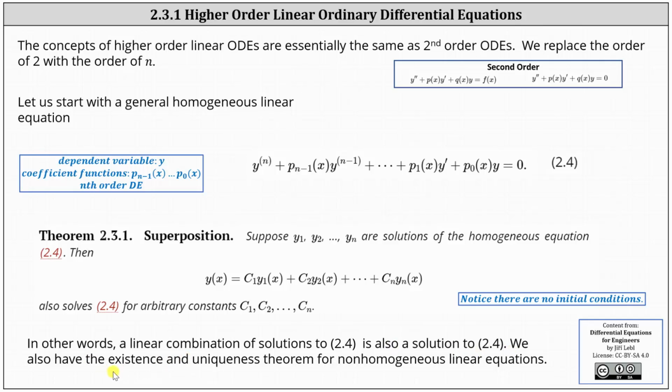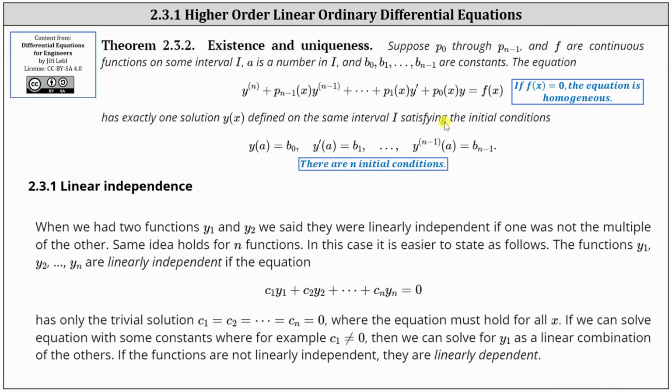We also had the existence and uniqueness theorem for non-homogeneous linear equations, where suppose that p sub 0 through p sub n, the coefficient functions, and f, the function on the right, are continuous functions on some interval I. A is some number in the interval I, and b sub 0 through b sub n minus 1 are constants. Then the non-homogeneous nth order linear ODE has exactly one solution, y of x, defined on the same interval I, satisfying the given initial conditions. Notice how for the nth order differential equation we have n initial conditions.